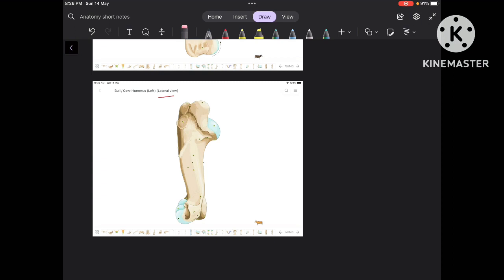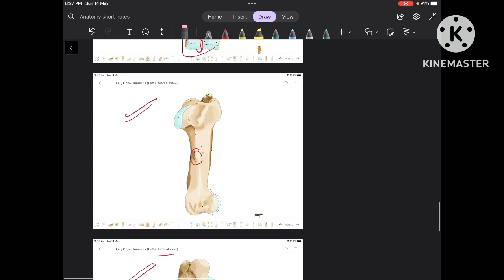This is the lateral view of the humerus and the lateral surface of the humerus shaft. We can say this is the crest of humerus. In the middle of the crest of humerus, the deltoid tuberosity is present. The lateral surface of the humerus shaft is spirally curved, and it has the musculospiral groove. This is the musculospiral groove which extends above to the posterior surface.